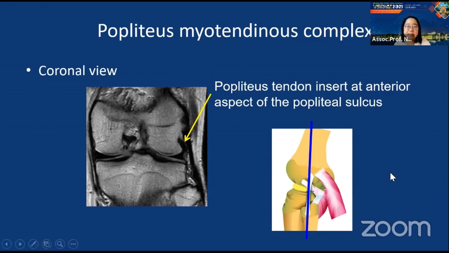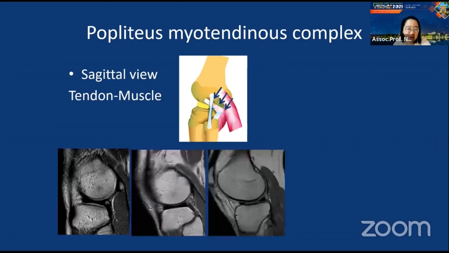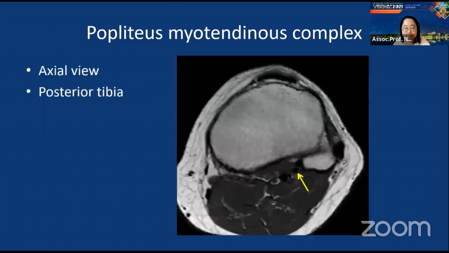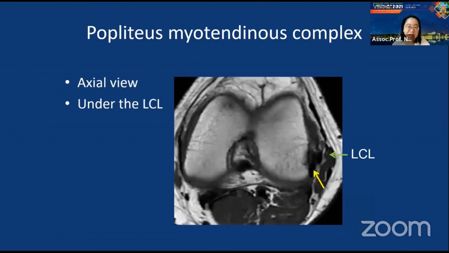You can see the popliteus tendon inserting at the lateral aspect of the femoral condyle, where you can find the bone curve, and deep down at the popliteal sulcus. Then look at the sagittal view. You can see the tendon, myotendinous junction, and finally the muscle, which we can look at on MRI. On the axial view, you can look at the posterior tibia go up and up, and it will insert to the femur under the LCL. And this is how we can identify this complex structure.